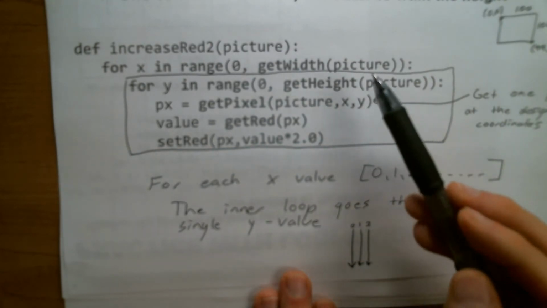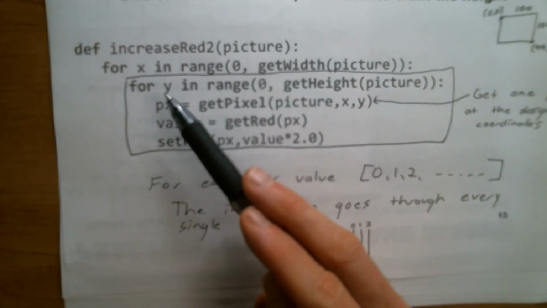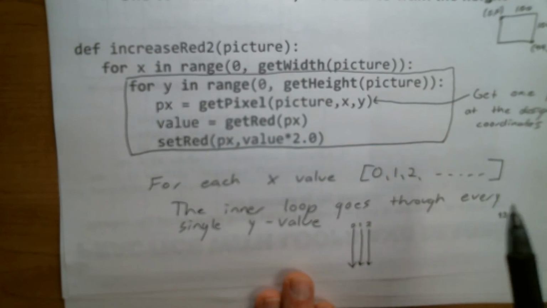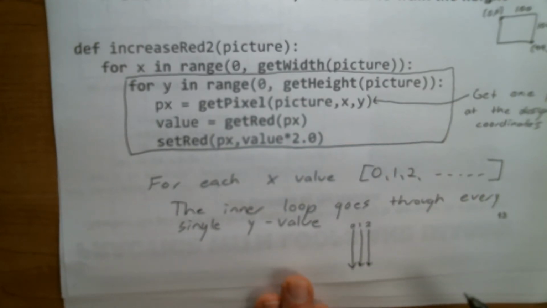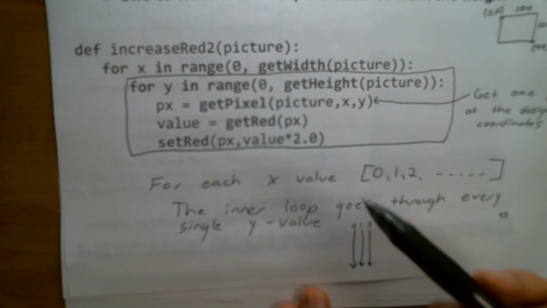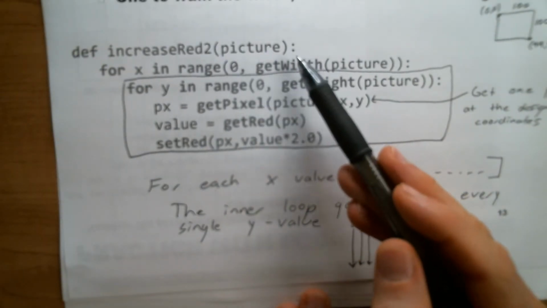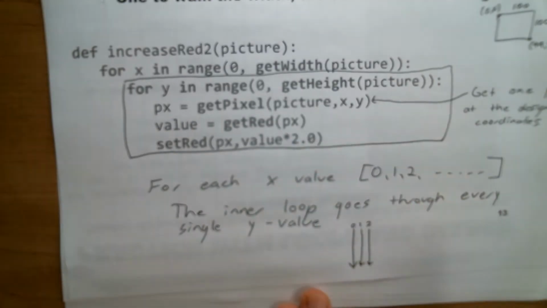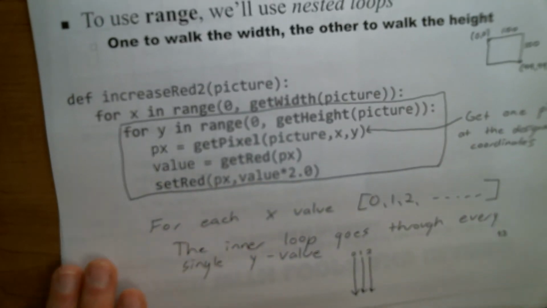If we had flip-flopped this and made the Y the outer loop and the X the inner loop, then we would have been going across instead of up and down. And you can do it either way. Now, taking this the next step, this is going through the entire picture, but by playing with these numbers, we can start going through specific parts of the picture instead of doing everything all at once.